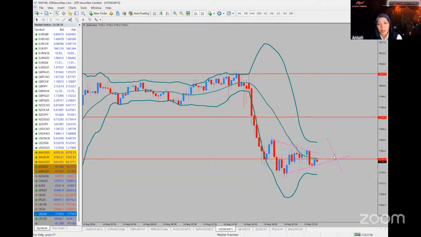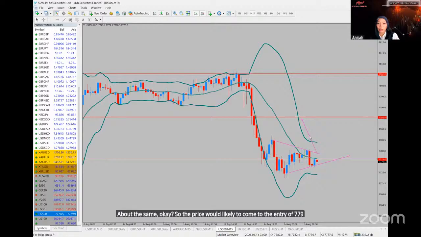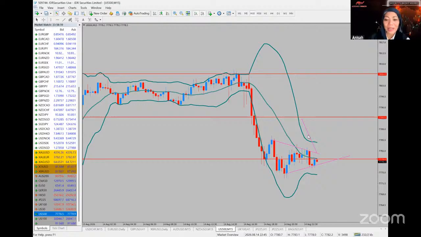This is a rising wedge in the making. About the same. Okay, so the price would likely come to the entry of 7792 to test before continuing downwards. Okay, so that is the S&P 500.